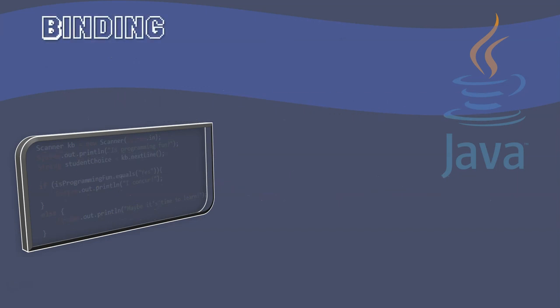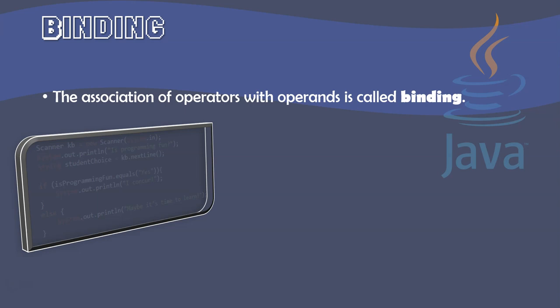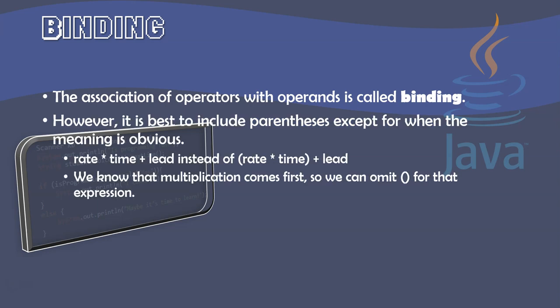Now, I already mentioned this term binding. Remember, that is associating operands with the operators. You're putting these two things together. You're binding an expression together, whether it's numerical values with addition, subtraction, multiplication, or maybe you have a string variable and you're associating it that way.